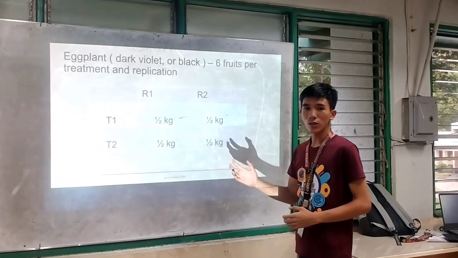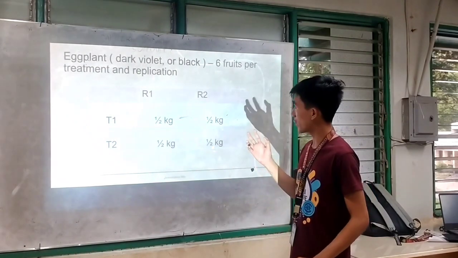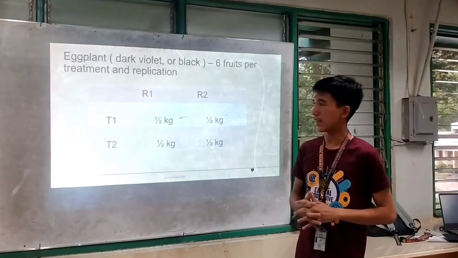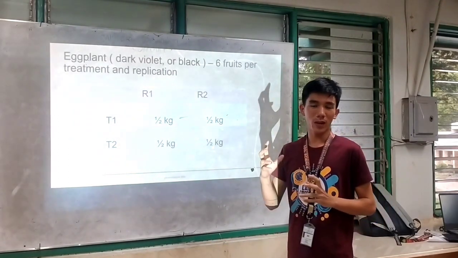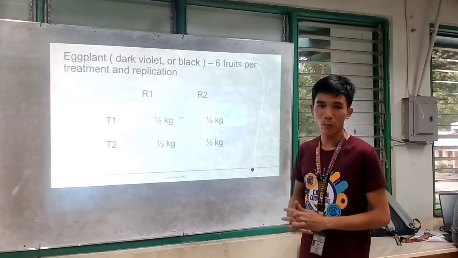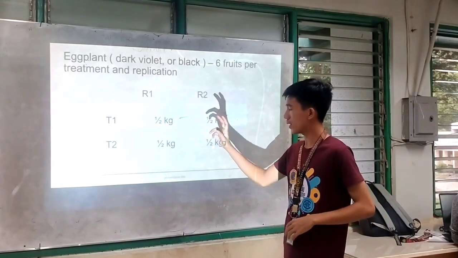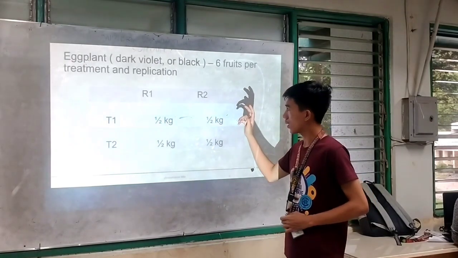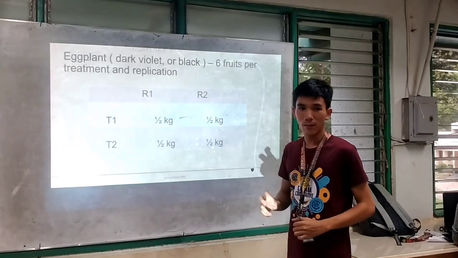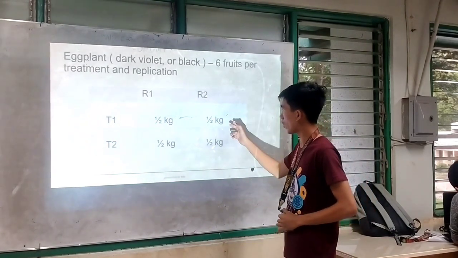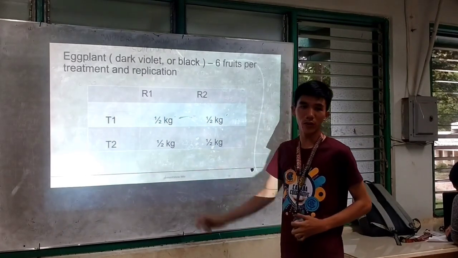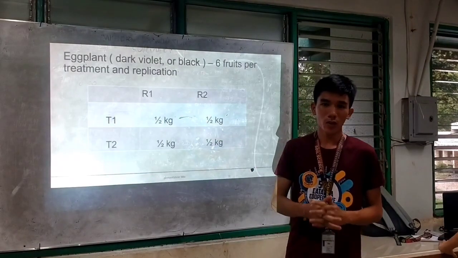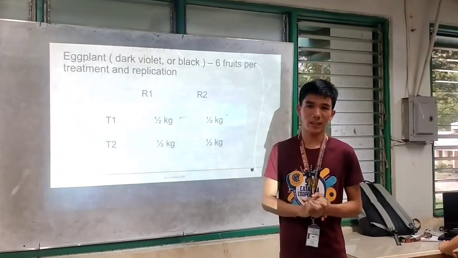So this is the layout. CRD layout for the waxing. The sample plants are the eggplants that we put in boxes. So T1, T2, with replications R1 and R2. R1 is 1/2 kilogram, R2 is 1/2 kilogram, and the same for treatment 2, 1/2 kilogram, 500 grams.